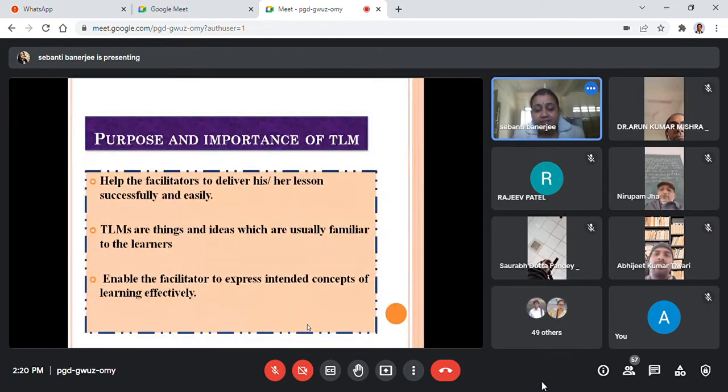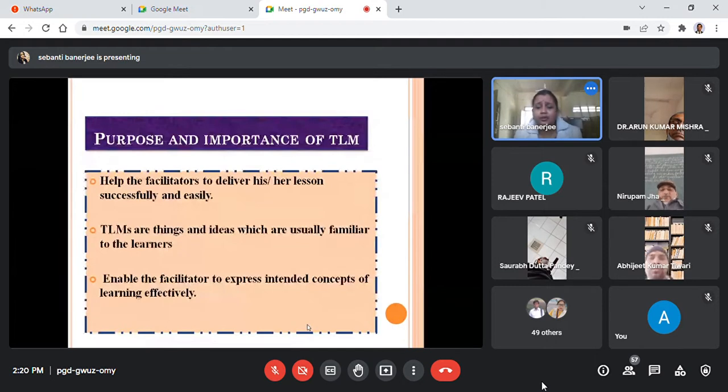Enable the facilitator to express intended concepts of learning effectively. So intended concepts, what are the concepts within the chapters? It will also help the students if those are too difficult. The TLMs will make it easier and it will help the students to learn it easily. For example, using various types of mnemonics, using various types of models.